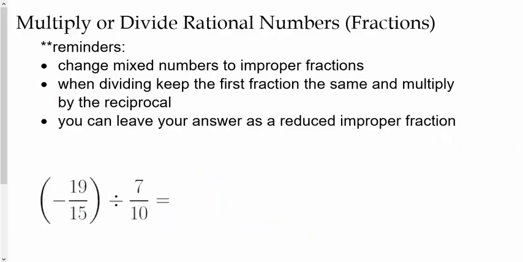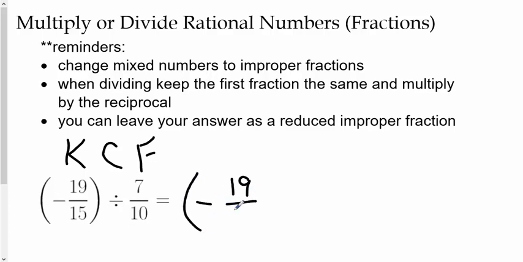Let's look at a division problem here. When I'm dividing, remember I want to keep the first fraction the same, change the division to multiplication, and I'm going to flip that second fraction. That's when I multiply by the reciprocal. So I've got negative 19/15, keeping that the same, changing division to multiplication, and I'm flipping the second fraction. I'm multiplying by the reciprocal of 7/10, which is 10/7. I've got a negative times a positive, so my answer is going to be negative.